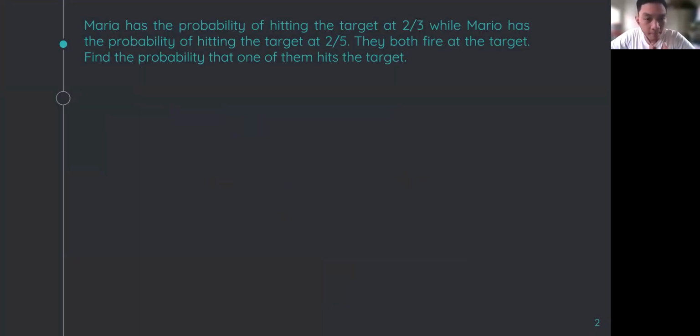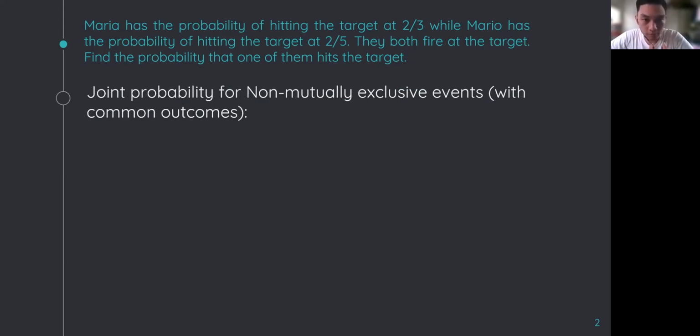So the first problem would be: Maria has the probability of hitting the target at 2/3, while Mario has the probability of hitting the target at 2/5. They both fire at the target. Find the probability that one of them hits the target. So this kind of problem is a joint probability for non-mutually exclusive events with common outcomes. By analyzing this problem, we will get the probability that only one of them will hit the target. So it is equivalent to the XOR formula, where Maria XOR Mario.